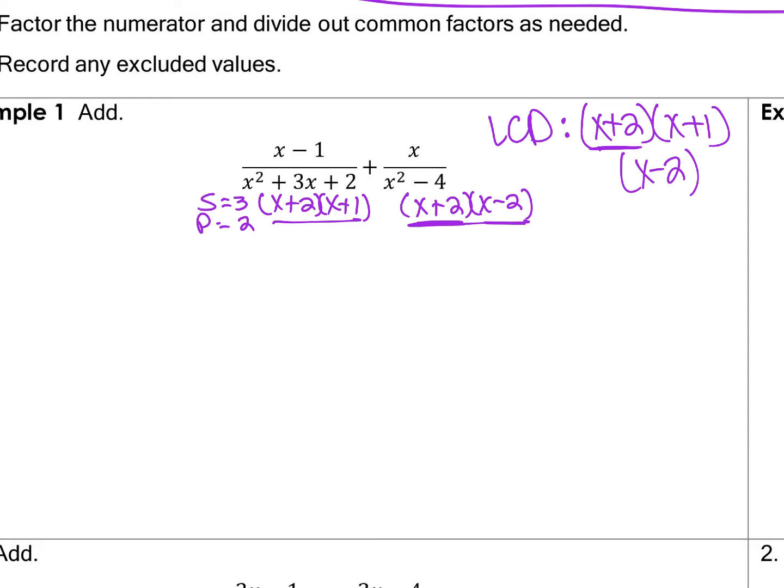So if you look at the first denominator, we have x plus 2, x plus 1, but we're missing x minus 2. So I need to multiply the first fraction by x minus 2. Whatever I do to the denominator, I have to do to the numerator. If you remember us going over this before, we don't ever want to multiply the denominators together because we're not combining the denominators at the end. So I'm going to leave it factored in my denominator.